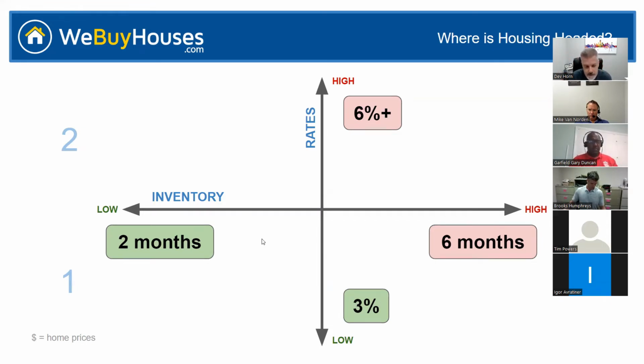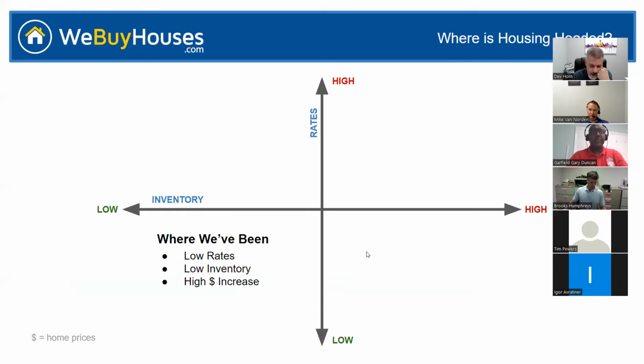On inventory, Brooks was talking about, I think he said, 1.2 months in that market. Nationally, right now, we're at 2 months inventory across the United States. Normal is 6 months. But you can imagine it's going to take a lot of dampening of demand and increase in supply to get us back to a 6-month inventory. We haven't seen that for years now, right?